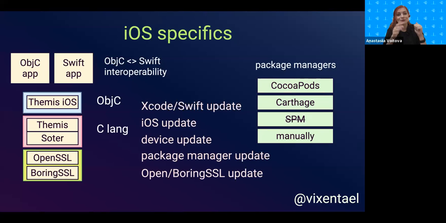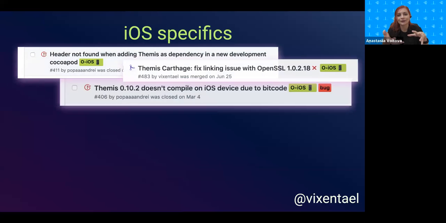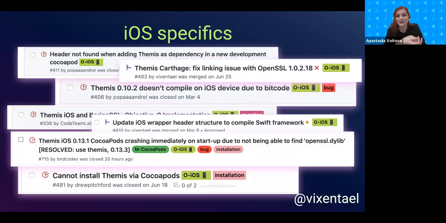So imagine now the iOS development world where you have Xcode updates with Swift updates. You have iOS updates as a system. You have new devices coming. You have updates of package managers, like a new CocoaPods update that, I don't know, corrupts something. And then in our case, we also have OpenSSL and BoringSSL updates, because we want to provide our users with the latest cryptographic libraries. And with all these things going on, providing an easy to use experience is complicated, especially for iOS.